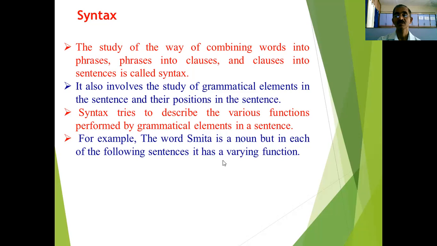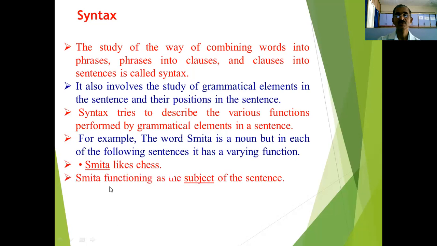For example, the word Smita is a noun, but in different sentences it has varying functions. See, there are different functions of the same word. Let us see how the word Smita, which is a noun, has different functions. See the first example: Smita likes chess. In this sentence, Smita functions as the subject of the sentence. Here, Smita comes at the beginning.